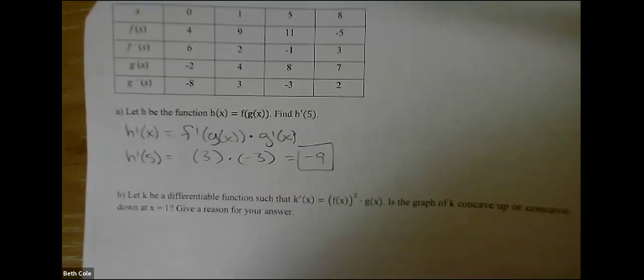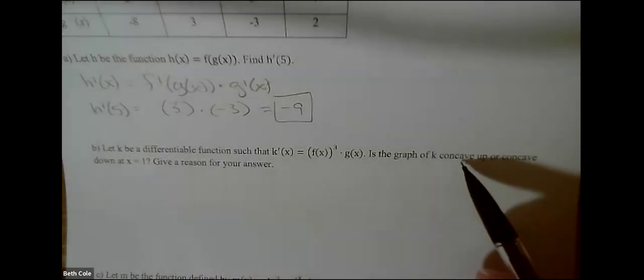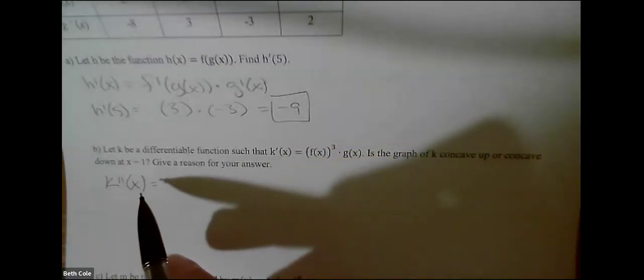All right, next one, we are given k prime equals all of that. And then we're asked about concavity. So concavity involves the second derivative. So if we're given the first derivative, we're going to have to get the second derivative. We're going to plug in 1 and see what we get.